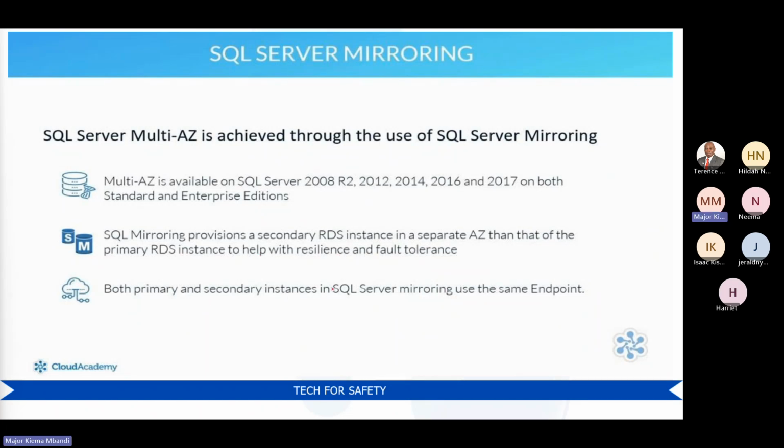Both primary and secondary instance in SQL Server mirroring use the same endpoint. So that's why when doing a failover, the endpoint, the DNS, will need to be changed to point to the new master or the new primary that has been promoted from the secondary.